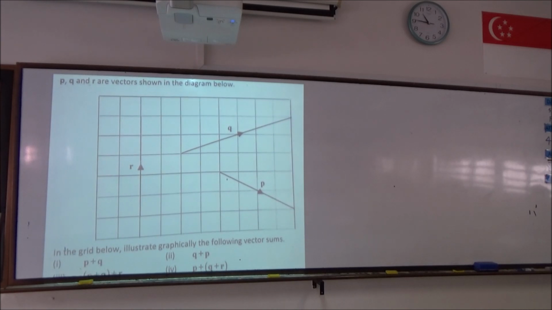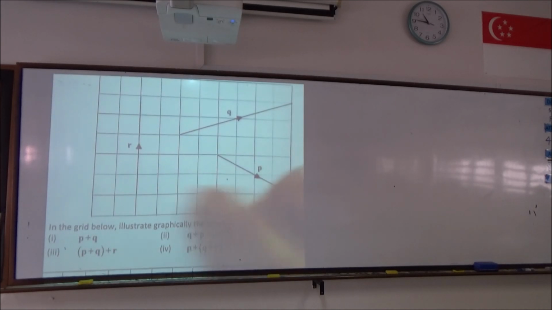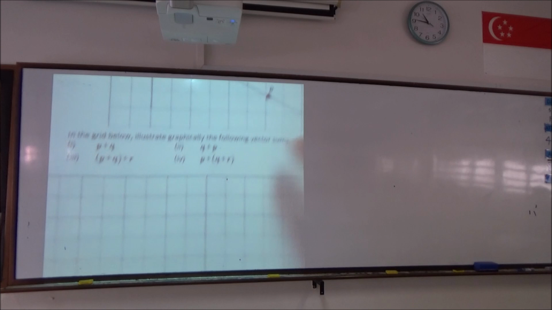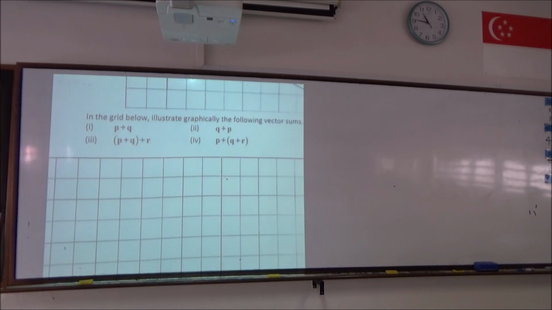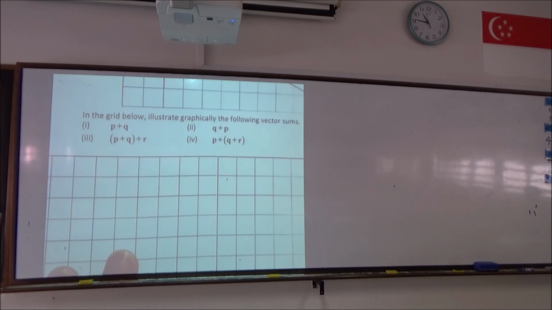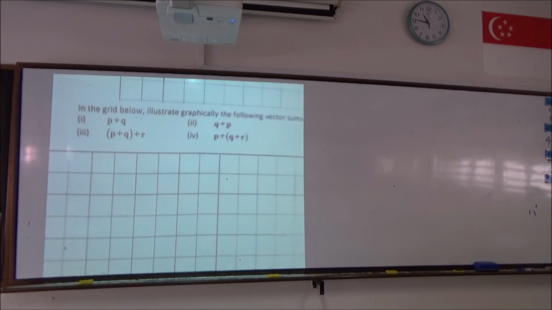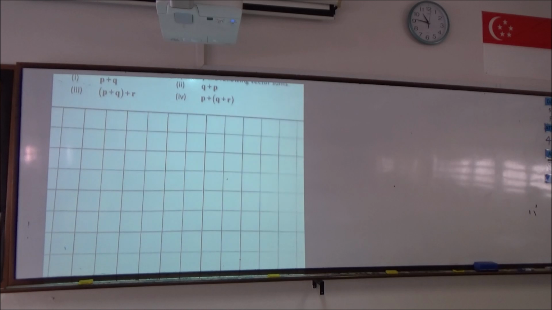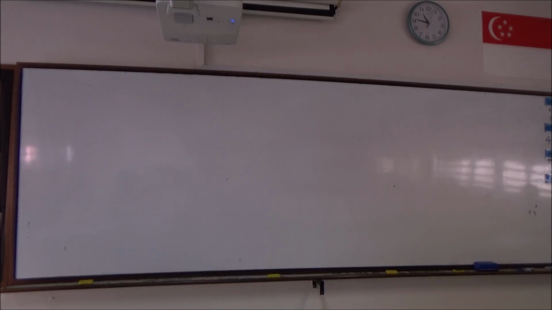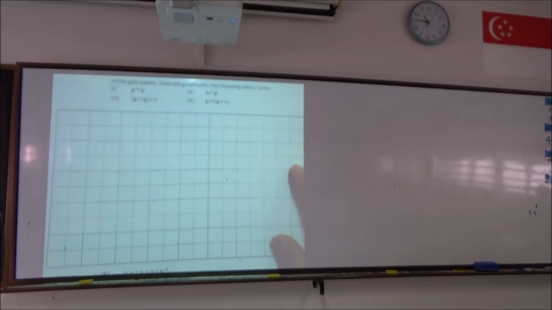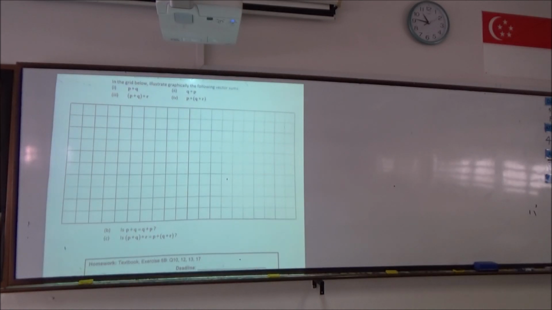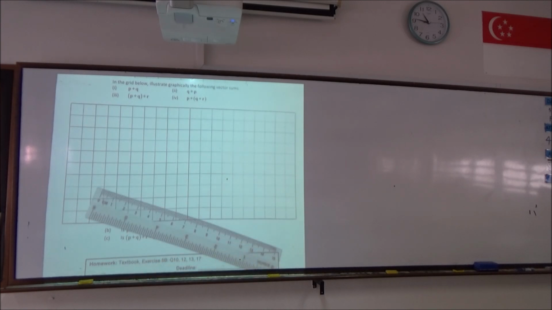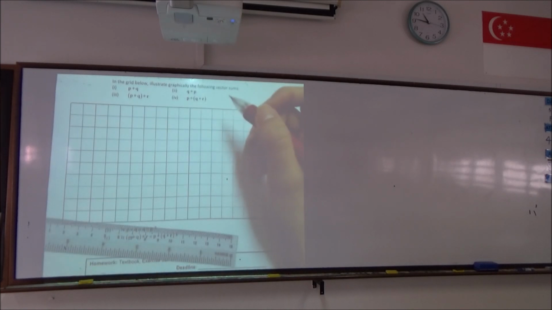We have given these vectors over here, P, Q, and R. We want to draw in the grid these vectors. The drawing might overlap because the grid given over here is rather small. So in order to make sure that those people who are OCD don't have very untidy notes, let's just start off one together first.